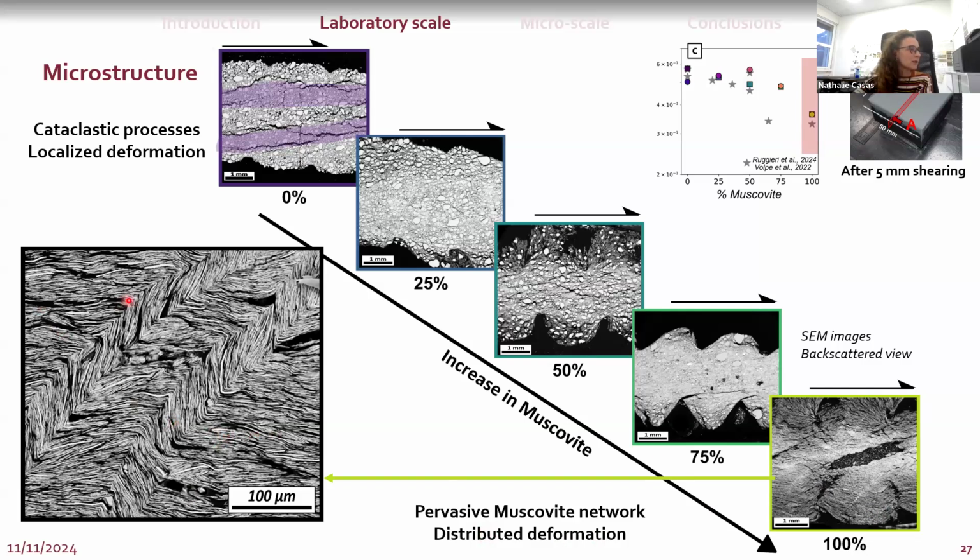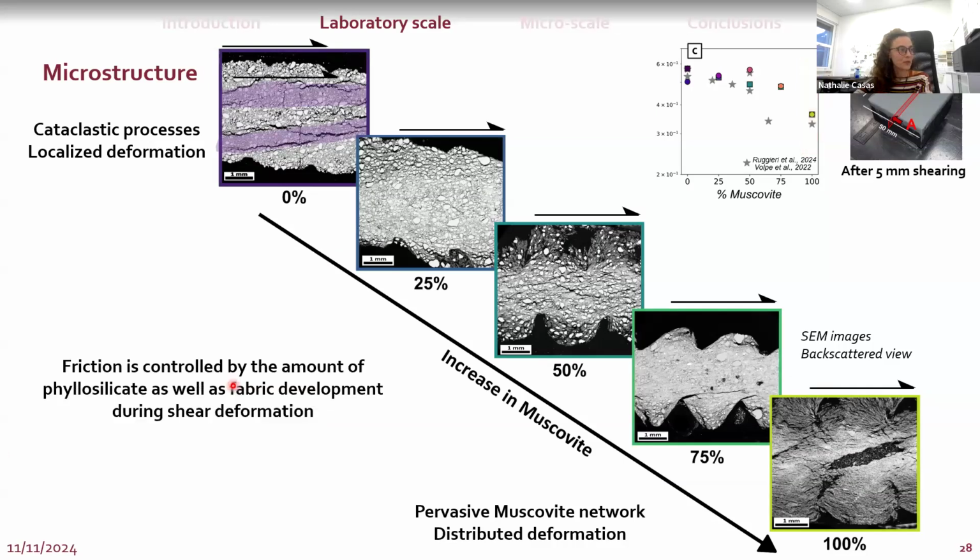And at the end, the pure muscovite experiments, we see that most of the grains are oriented within the direction of shearing. And we also have this kinking appearing, which is consistent with muscovite type experiments and reflects the stress evolution within this sample. So friction is controlled by the amount of silicate as well as the fabric or shear development during shear deformations.